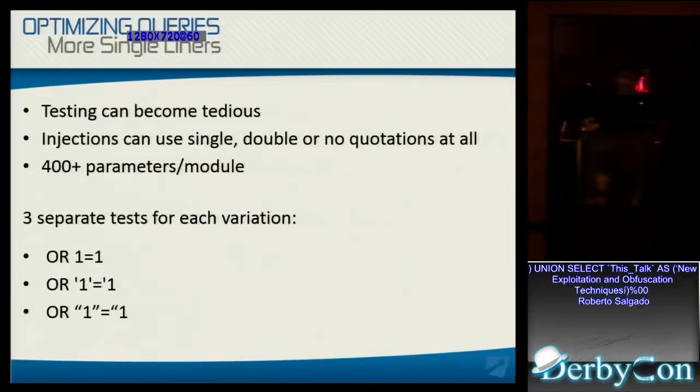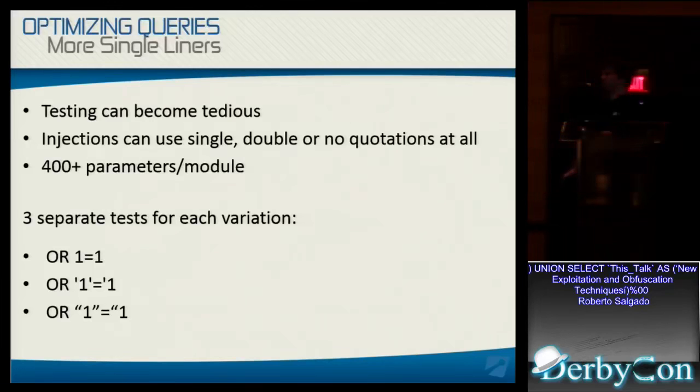So a few more single liners. A lot of the time, testing can become very tedious, like as a penetration tester. I see some horrible web apps that sometimes have several modules, like 900 modules, and each one has thousands of parameters and stuff. So generally, if we're testing SQL injections, you have to do at least 3 different test variations, because you can have SQL injections with single quotations, double quotations, or no quotations at all. So you would have to test each one to see. I mean, you could have more of parentheses too and stuff, but we'll just keep it simple with these 3.